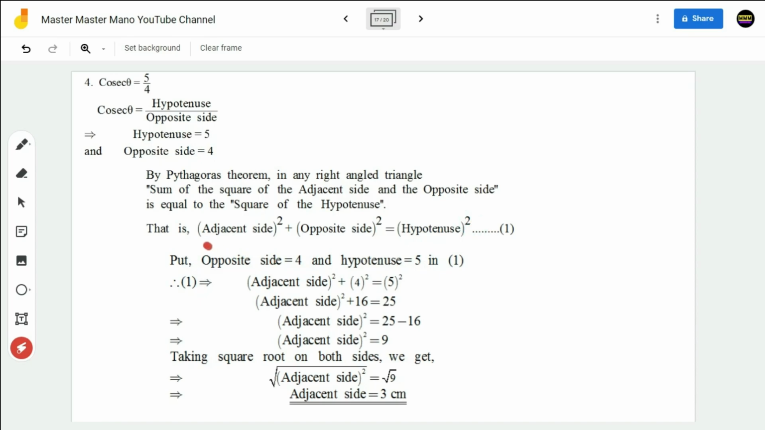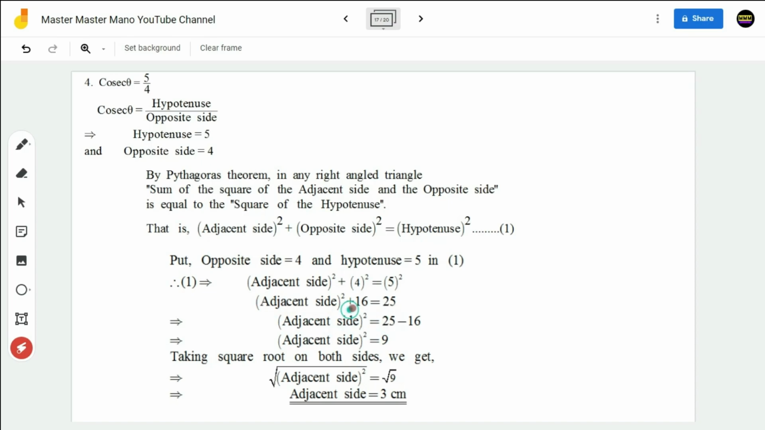On substituting these values in the first equation, it will be adjacent side square, because this adjacent side value is not known. We are going to find adjacent side square plus this opposite side is given as 4 and its square equal to hypotenuse is given as 5 and its square. That is, adjacent side square plus 4 when squared, 16, equal to 5 when squared it will be 25. Now this adjacent side square is kept on the left hand side, and on the right hand side of the equation we have 25.